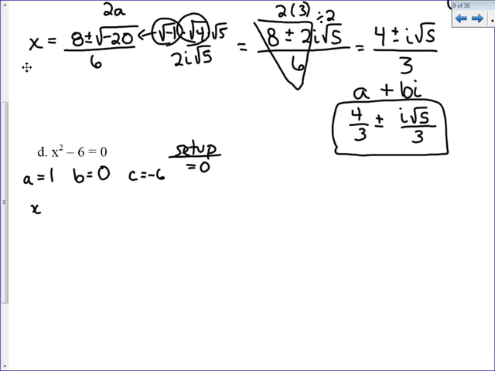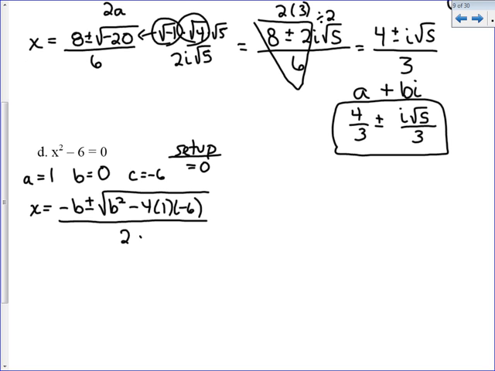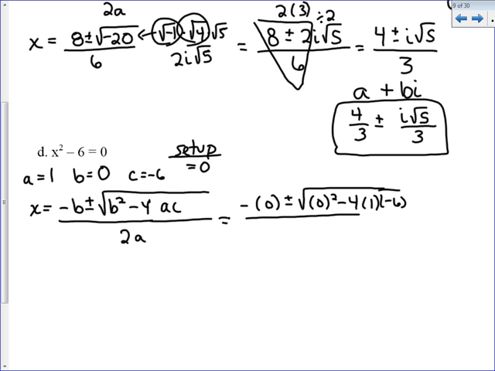But using the formula is exactly the same. So x equals negative b plus or minus the square root of b squared minus 4ac all over 2a. Oops, I put half my numbers in. Sorry. Just going for generic. Now I'm going to substitute in all of my numbers. So negative b is 0 because we don't have the middle term, plus or minus the square root of 0 squared minus 4 times 1 times negative 6, whole thing over 2 times 1.